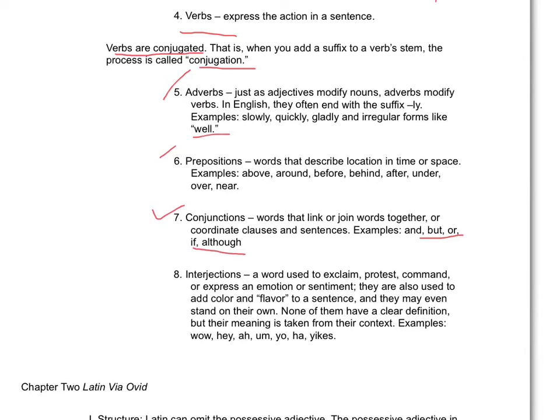And then you have interjections. That's a word used to exclaim, protest, command, or express an emotion or sentiment. They're also used to add color or flavor to a sentence, and they may even stand on their own without a sentence. People exclaim and add interjections all the time without completing a sentence. None of the interjections have a very clear definition on their own, but their meaning is taken from the context. Examples include wow. I even had an audience say that with me. Hey, ah.